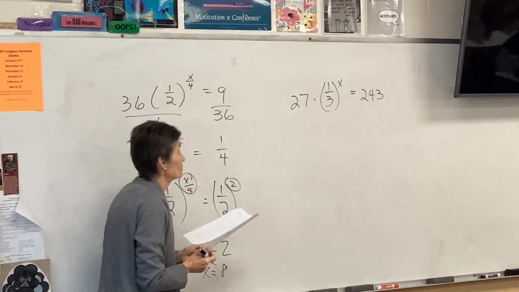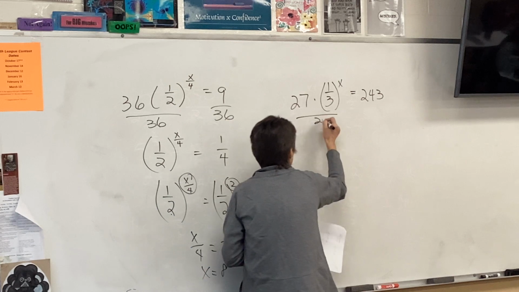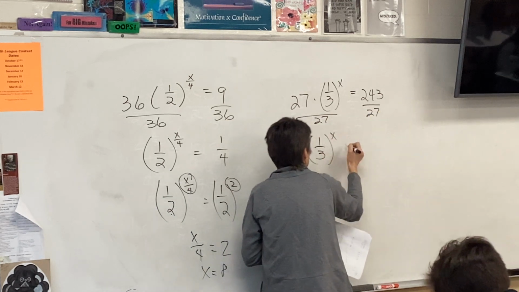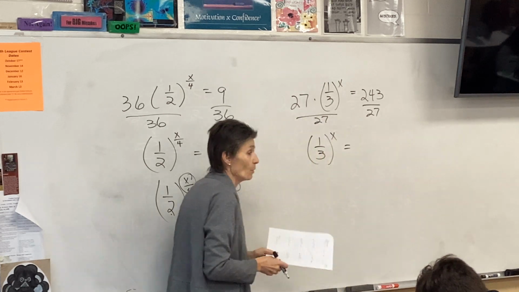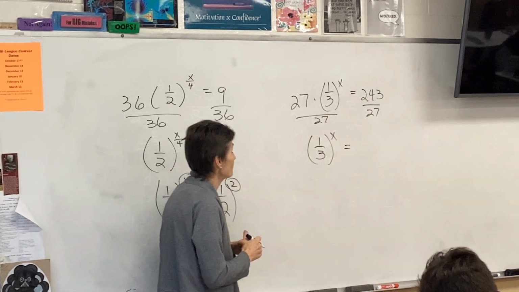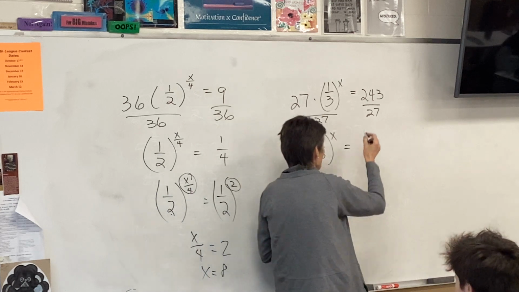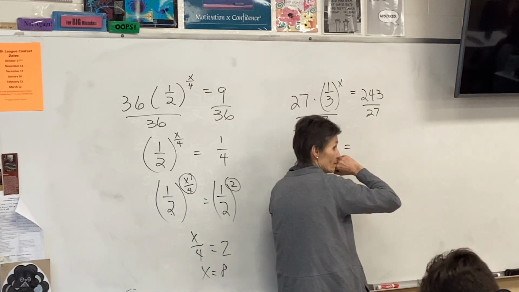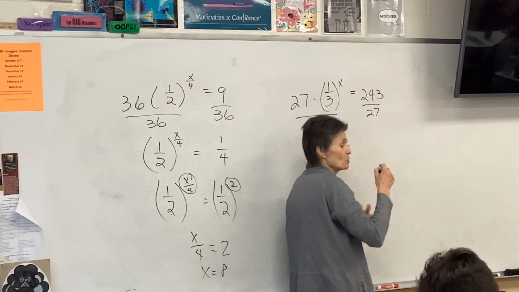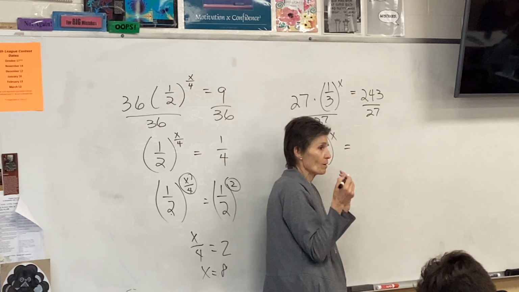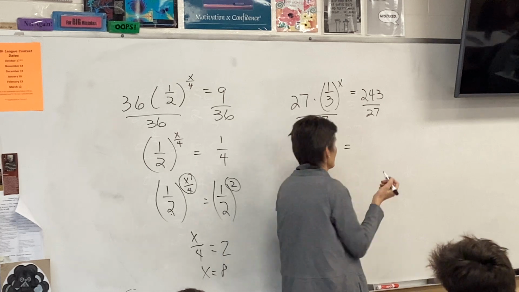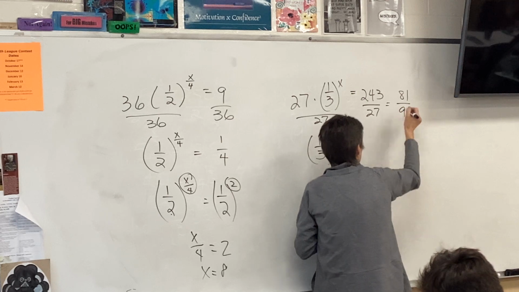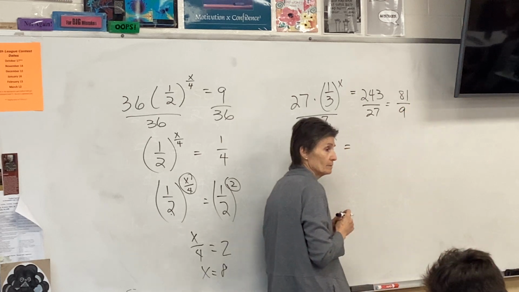Divide by 27. Now, you always want to reduce if you can. So both of these numbers are clearly divisible by 3. They're divisible by other things too, but I'm pretending like I don't know, so I'm just figuring it out. I know they're divisible by 3. So 3 goes into 243, 81. Now, what's 81 over 9? That's just 9.